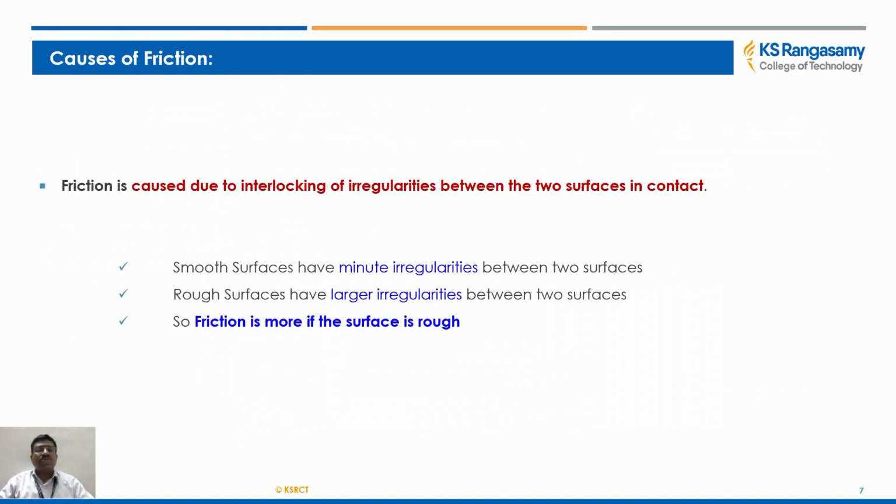And the cause of friction is the interlocking of irregularities between two surfaces which are in contact with each other. For example, smooth surfaces have minute irregularities between the two surfaces, whereas rough surfaces have larger irregularities between two surfaces. Hence, friction is more in the case of rough surfaces.